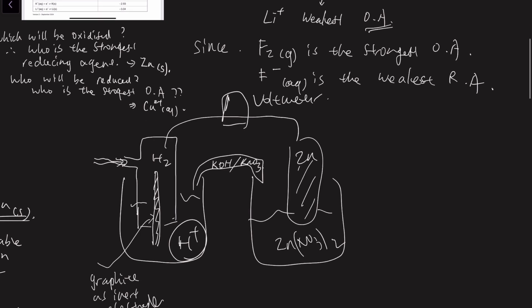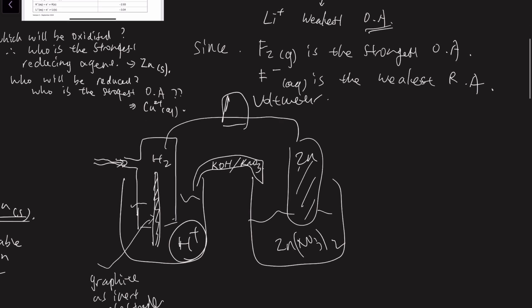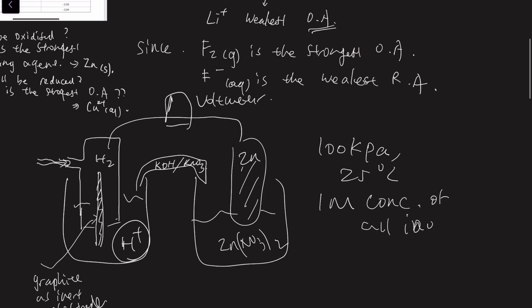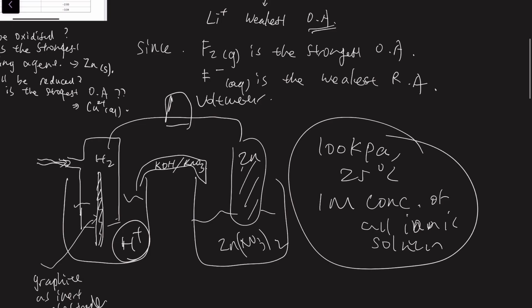All the experiment is conducted under standard condition. So by standard condition, I mean 100 kilopascal, 25 degrees, 1 molar concentration of all ionic solution. So everything is conducted under this environment. If the air pressure or temperature or concentration is different, you get a different reading.